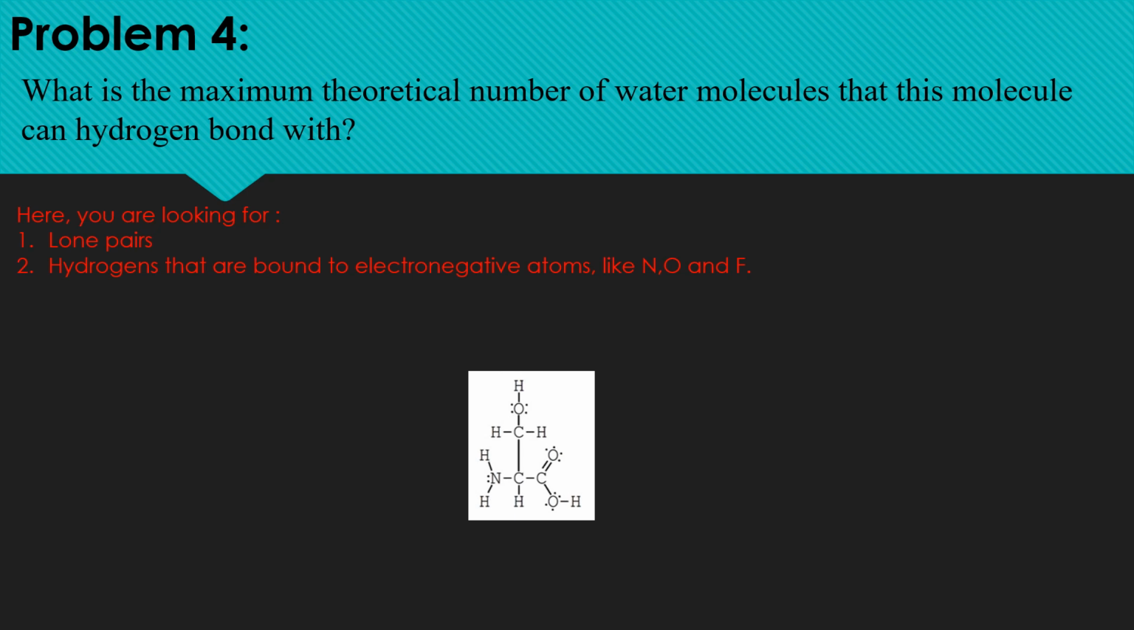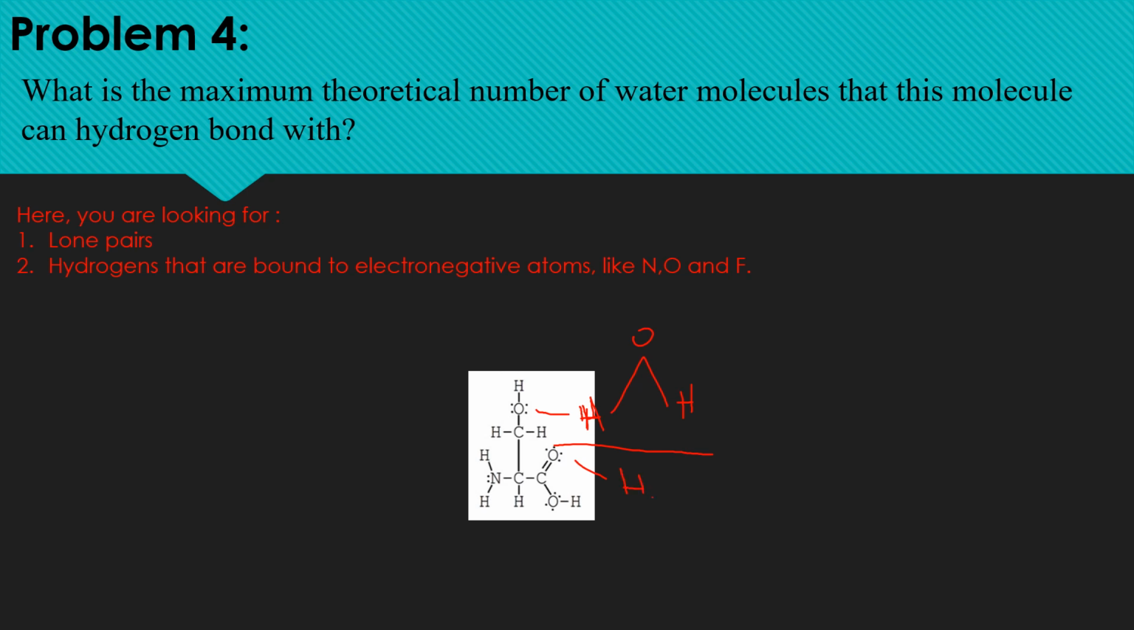Problem 4. What is the maximum theoretical number of water molecules that this molecule can hydrogen bond with? Here, you're looking for lone pairs and hydrogens that are bound to electronegative atoms, like nitrogen, oxygen, and fluorine. So we'll go ahead and start with the lone pairs. So here is a lone pair. You have hydrogen, and then oxygen, hydrogen. And then here are two lone pairs. I'll just draw them like that.